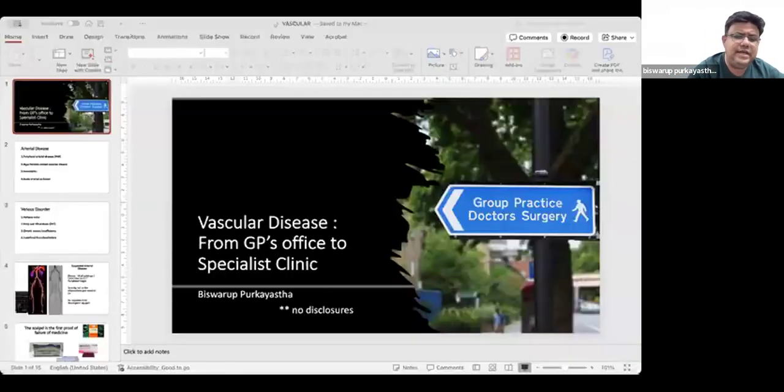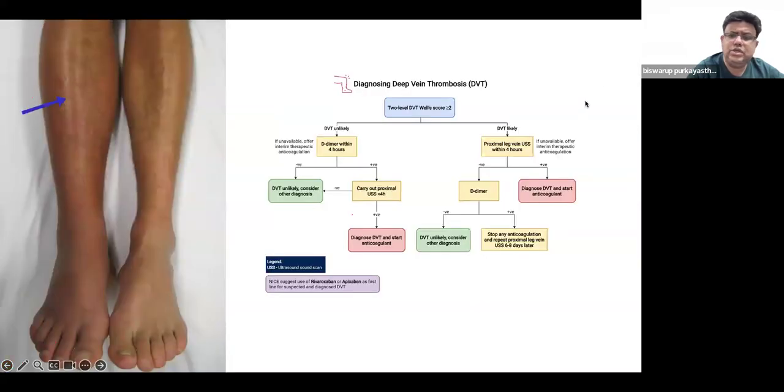If you go to the DVT pathway today, the Wells score at the very initial stages would say that if you are suspecting a DVT, you get an ultrasound within 4 hours. They do not say get a D-dimer within 4 hours. If that is positive, you just diagnose DVT and start anticoagulating. You don't even need a D-dimer. Only when it is negative might a D-dimer positivity indicate that this person potentially has a deep venous thrombosis.